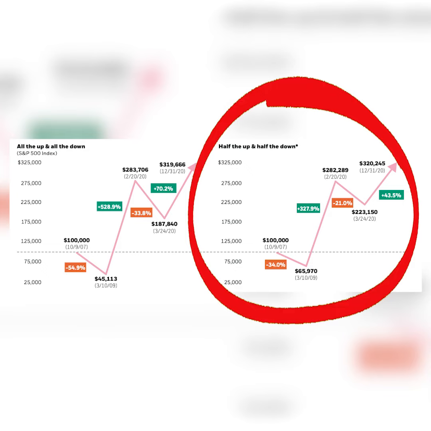So if we take a look at the 100,000, instead of going all the way down to 45,000 in the previous example, you only went down to 65. 65 goes up to 282, and then this time instead of going down to 187, you only went down to 223. Ending balance here, 320,245. So actually slightly better, simply because we limited the downside risk.